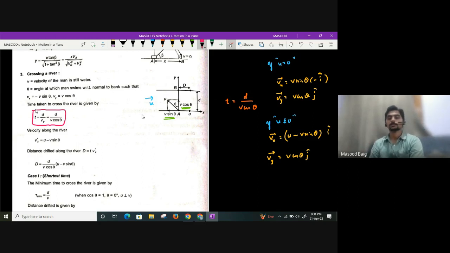Clear, everyone? Now, because u and v sin theta are not the same, due to their resultant there will be some horizontal displacement. That horizontal displacement is given as d by v cos theta into (u minus v sin theta). Horizontal displacement is attained only by the horizontal components. What is the horizontal component? u minus v sin theta, into time. Understood? Yes or no?